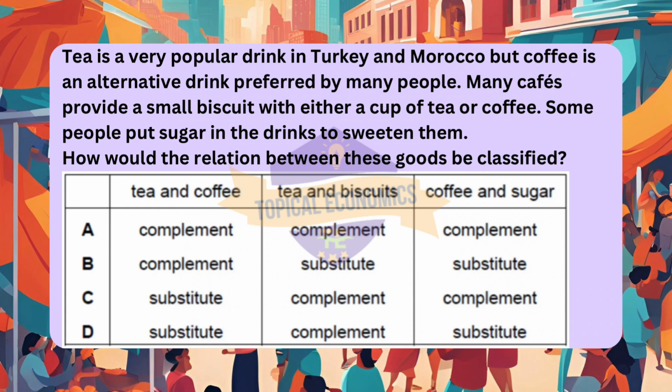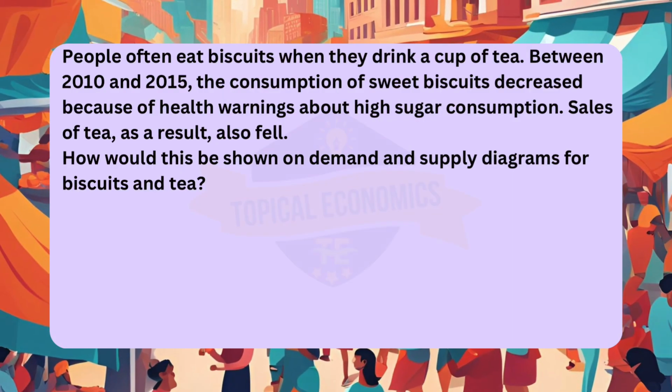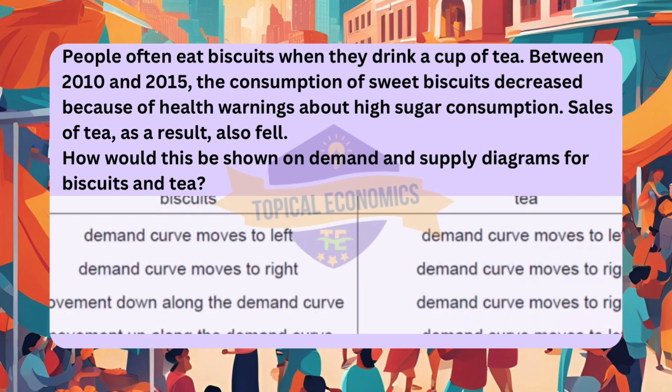Lastly, coffee and sugar are typically used together. Many people add sugar to their coffee to sweeten it. If more people consume coffee, they may also demand more sugar to sweeten their coffee, making them complements. Moving to question 10. People often eat biscuits when they drink a cup of tea.